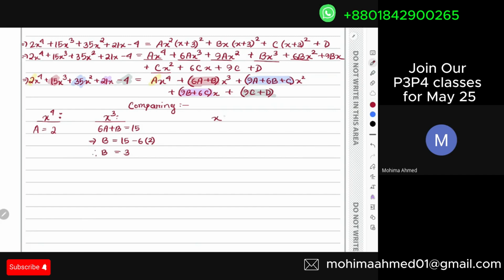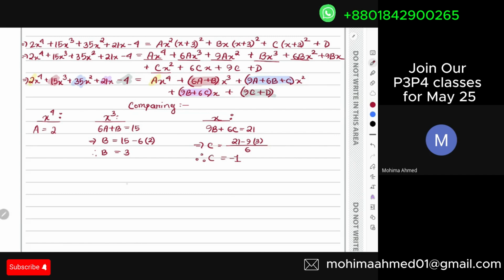Again, comparing x power 2. Let's not compare x power 2 because we have a and b over here. We can just directly compare x over here, the purple one. So we get 9b plus 6c equals 21. So we get the value for c as 21 minus 9 times b, b was 3 actually, and divided by 6. So you get, I think it was 27, right? 21 minus 27 divided by 6. That leaves you with minus 1. So the value for your c is minus 1.